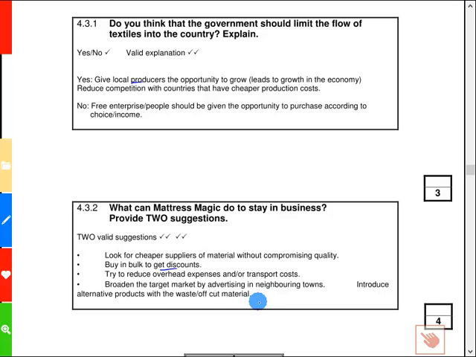Right, so they can either increase their market share or they can reduce their costs. Okay, so think of it like that. What can they do to stay in business or to improve their business? Increase their income or reduce their costs. How can they increase their income? Advertising. Increase their market share. Maybe start an online business. Suggestions like that. How can they reduce their costs? Maybe they can buy in bulk. Maybe they can find cheaper suppliers. Things like that. All right.